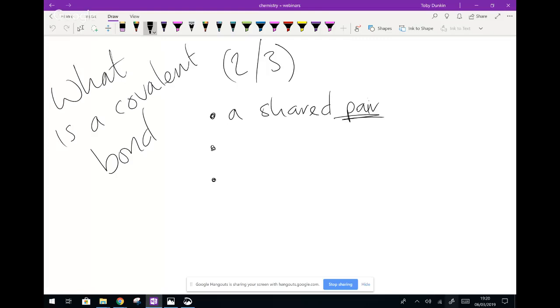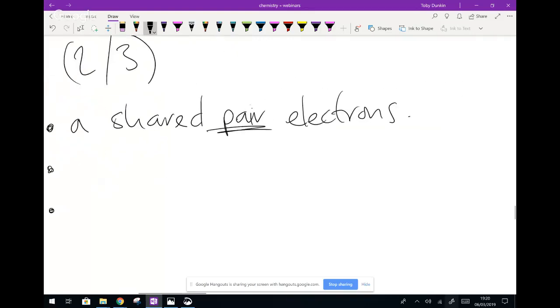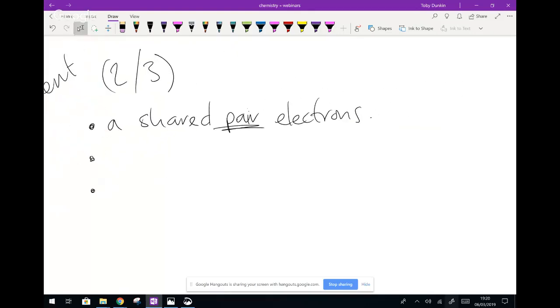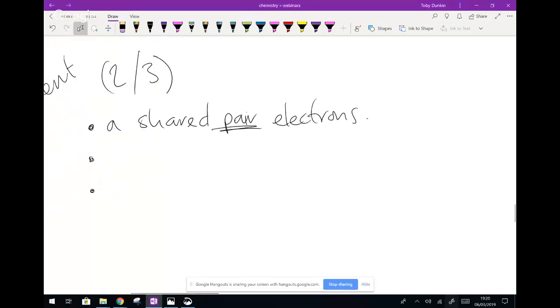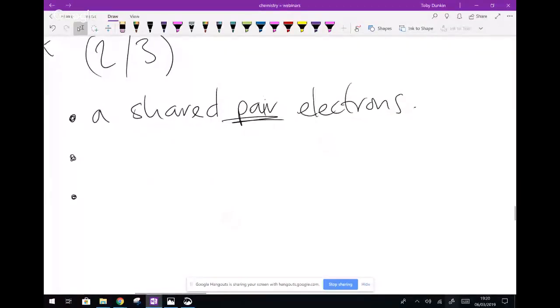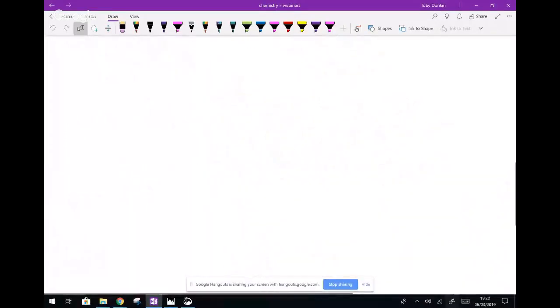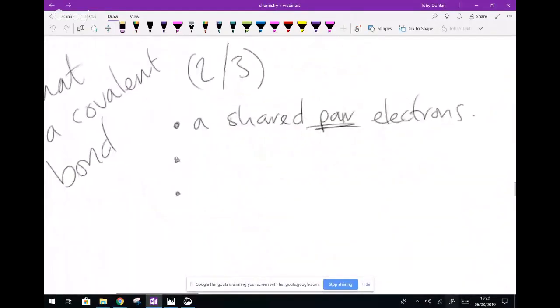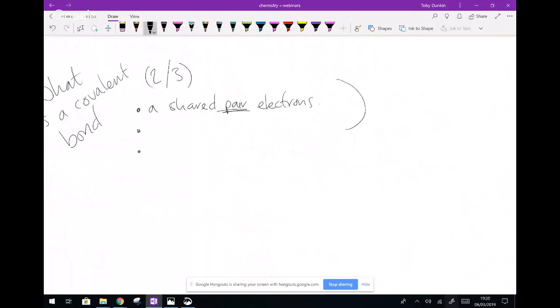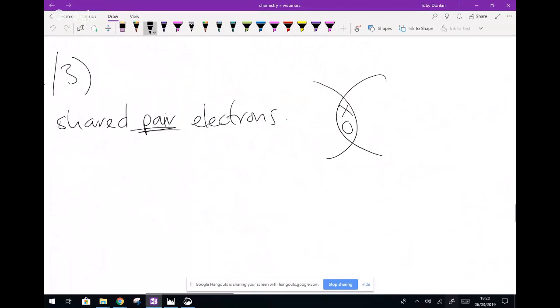So we've got a shared pair of electrons. And it's at this point, you guys know, especially those who I teach, I love diagrams. That is not something I keep in my repertoire. What I have is a diagram, and my diagram is just this. That is a shared pair of electrons. We have overlapping shells, and I'm filling it in with a dot and a cross.